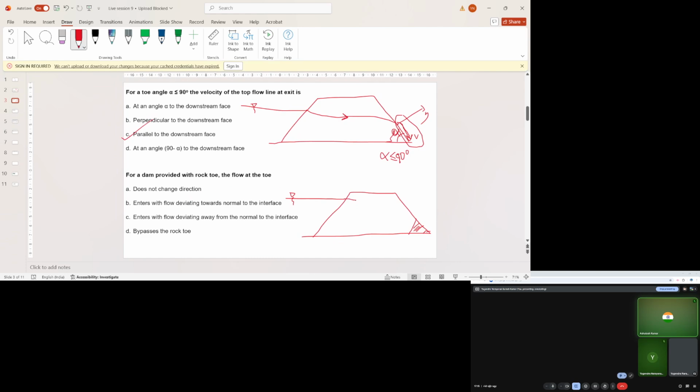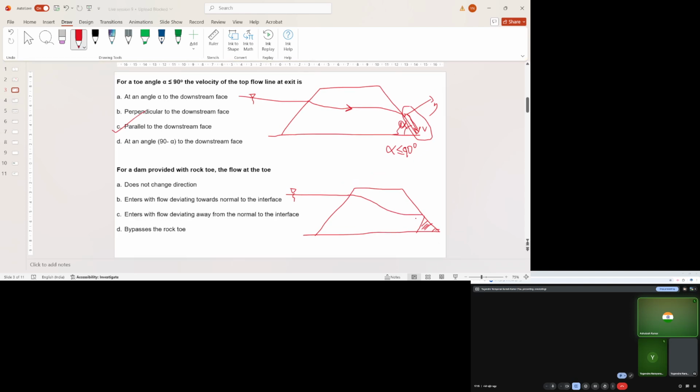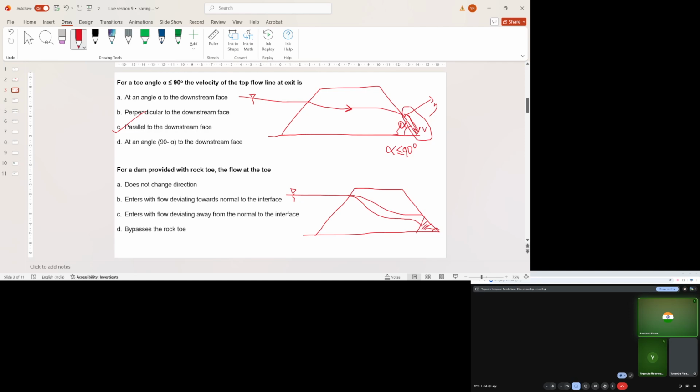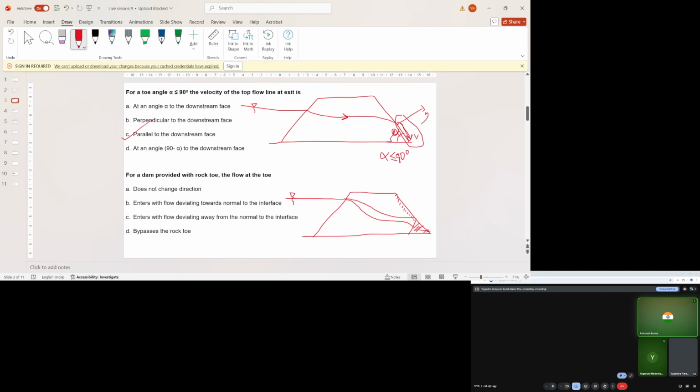The flow at the toe. That is, consider the top flow line. So without the rock toe, the flow line will exit here, right? So with the rock toe, what will happen? It will straightaway fall into the filter. That means the interface is this one. All right. So once you provide rock toe filters, what is happening? It is not at all coming into contact with the interface.